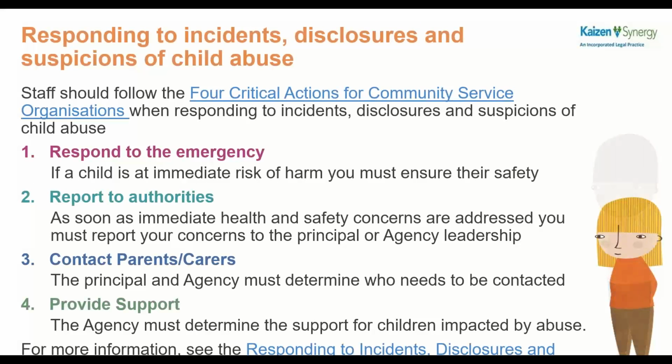It's important that you must not ignore or disregard any concerns, suspicions, or disclosures of child abuse or harm. Now, responding to incidents, disclosures, and suspicions of child abuse, there are 4 critical actions for community services. These include responding to the emergency, reporting to authority, contacting parents, and providing support. Again, your policy has specific requirements on what your individual role will be as well. No one person will be responsible for all of these, but essentially your agency has an escalation process in place to ensure that these 4 critical actions for community service organisations are in fact met.